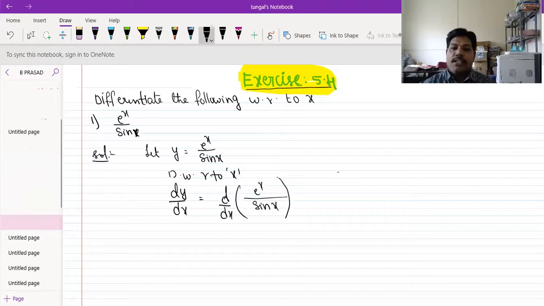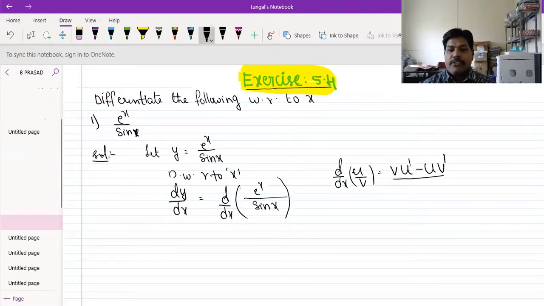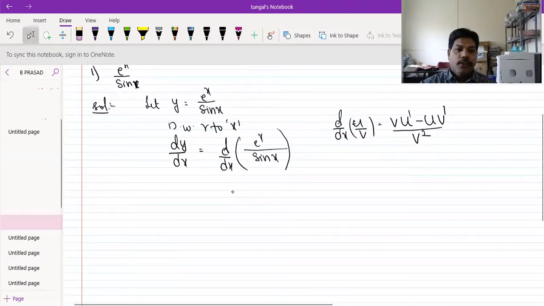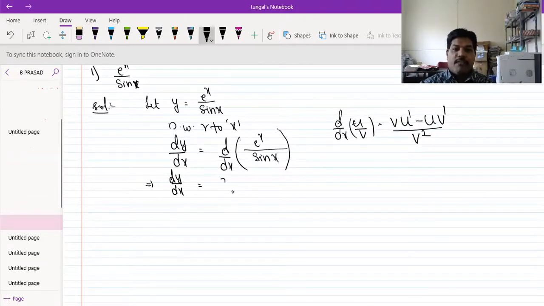Here we have to understand the derivative of u by v, students. The derivative of u by v is nothing but v into u dash minus u into v dash, all by v square. What happens here, students? So dy by dx is equal to v, where v is nothing but sin x.